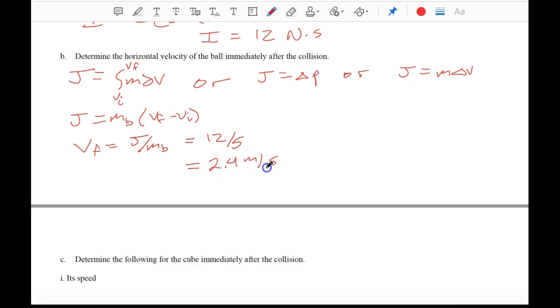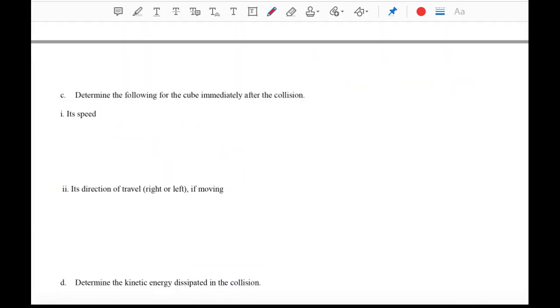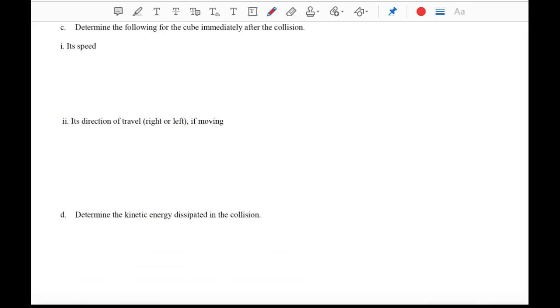and you should end up with a final velocity of the ball of 2.4 meters per second. Next thing that they'd like for us to do is determine the following for the cube immediately after the collision. So now we've gone from the ball to the cube, and because the cube hits it, the cube has got to have an equal and opposite value to that of the ball, or you just have to show conservation of momentum. So the way I would do this is use conservation of momentum.